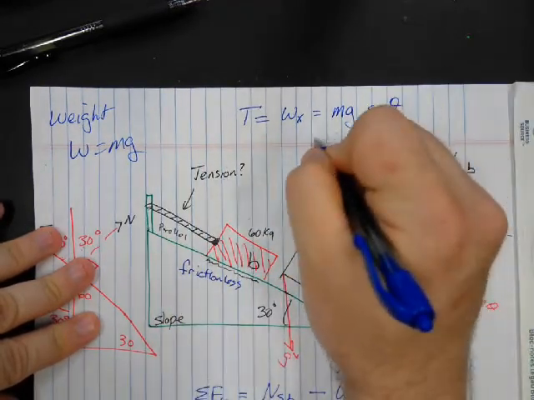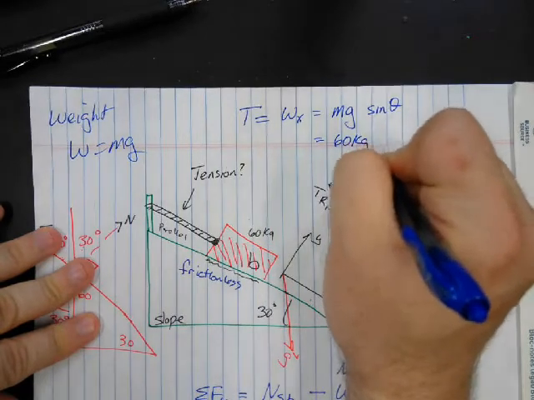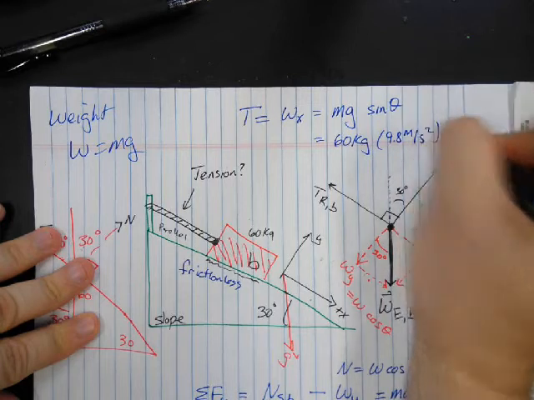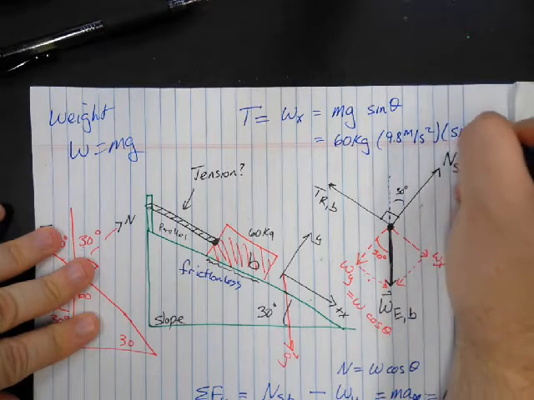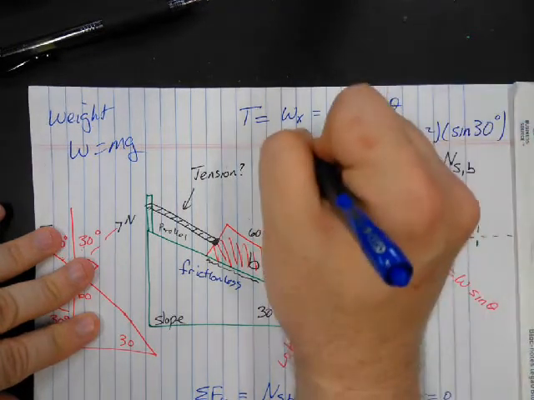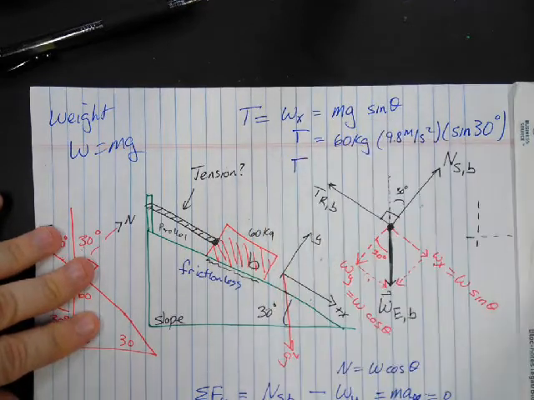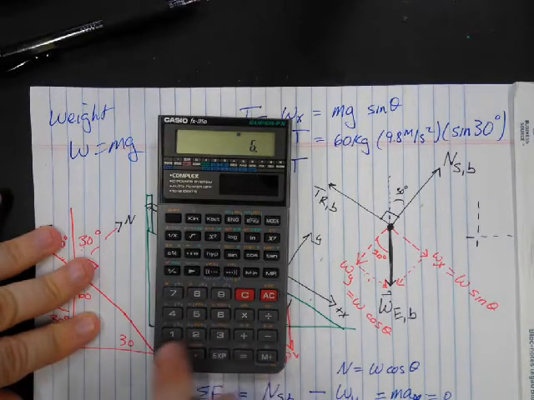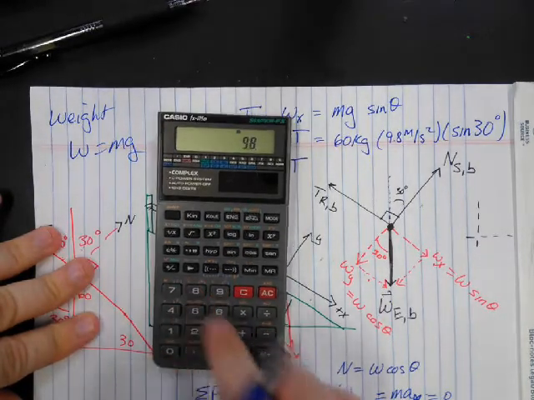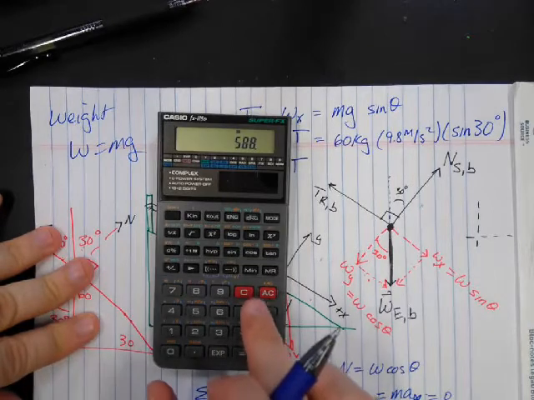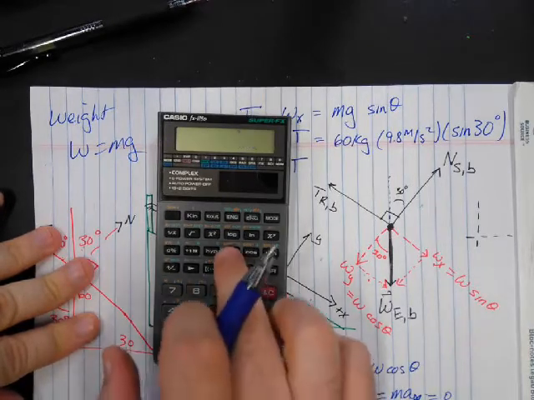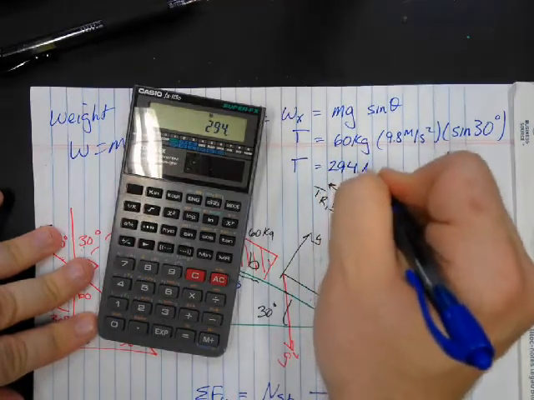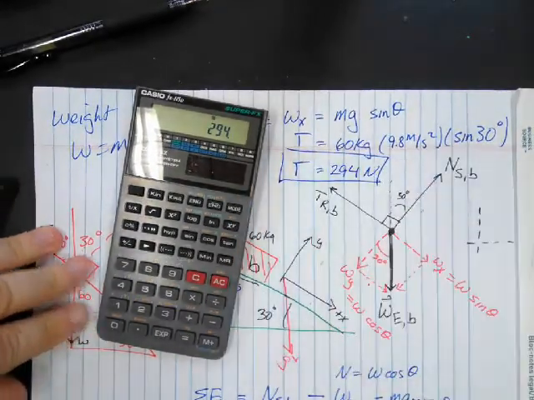And now we can calculate what it is. 60 kilograms times 9.8 meters per second squared times sine of 30 degrees. That's our tension. And our tension is now just a calculable thing. 60 times 9.8 is 588, times the sine of 30, which is 1/2. We get 294 newtons. And that's our answer.